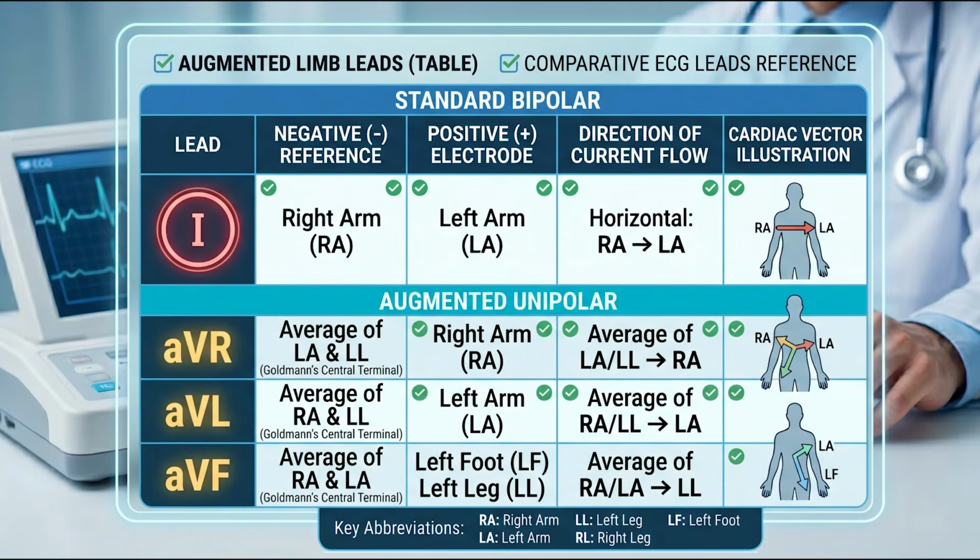Specifically, lead AVR uses the average of the left arm and left leg as its reference point, with the right arm acting as the positive pole. Lead AVL uses the average of the right arm and left leg as the reference, with the left arm as the positive pole. Lastly, lead AVF, where the F stands for foot, uses the average of both arms, RA and LA, as the reference, with the left foot or leg acting as the positive pole.